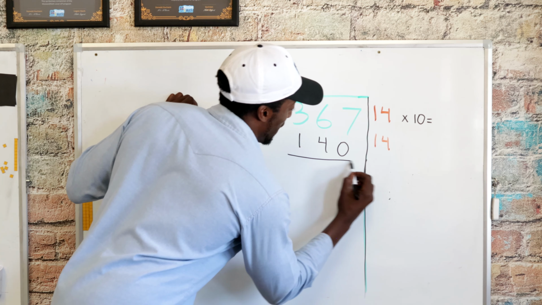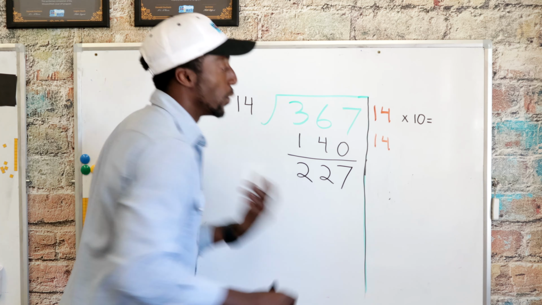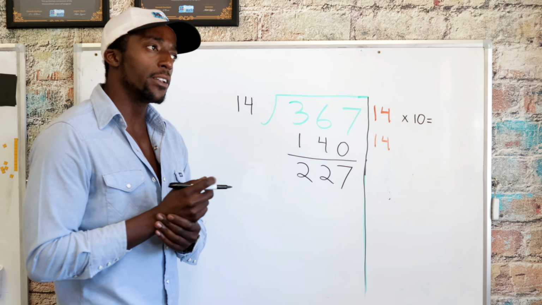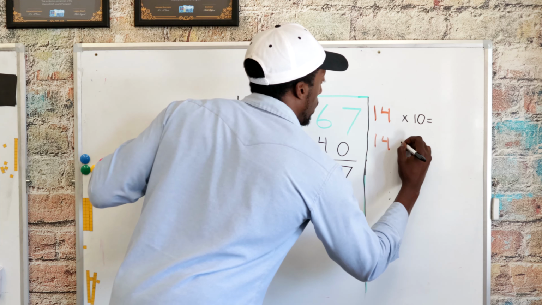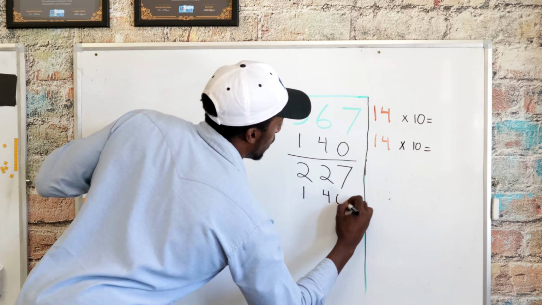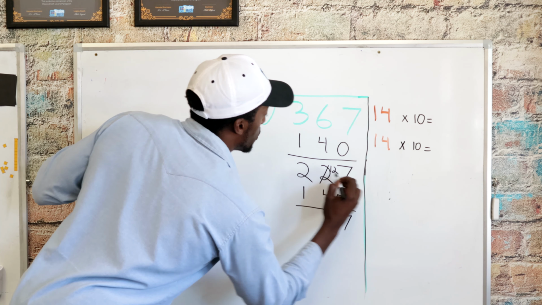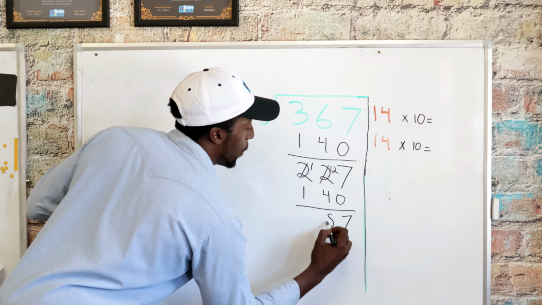So let's subtract it, okay? We have our 7, 2, and 2, right? 227. Can we do 140 again? Let's get it. We want some more. We're going to do 14 times 10 again to get 140. Let's subtract that. Okay, we know that this is going to become a 12. Let's regroup. All right, we have 87.